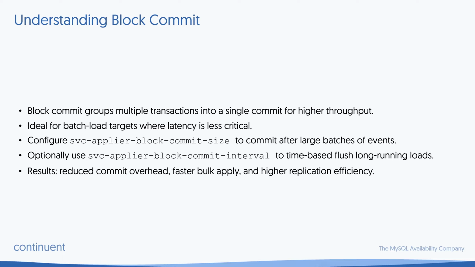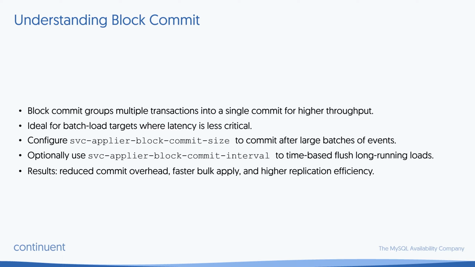For the batch pipelines, we can safely set this much higher. Set this to thousands of events per commit if you wish. Isolation between transactions is less critical in these batch environments because this is just loading that data into those staging tables. We can also then enable the applier block commit interval. This adds a time-based safety net, ensuring that even if the event count hasn't been reached, commits will still happen at regular intervals, preventing overly long uncommitted batches.